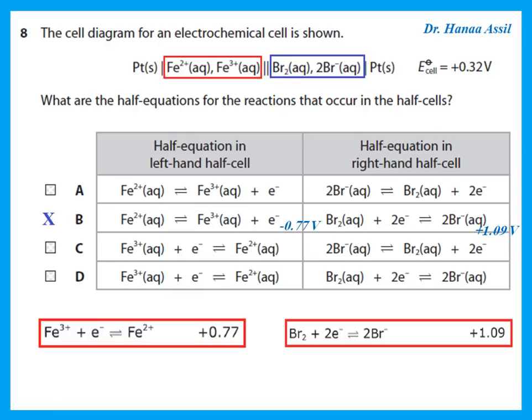D, for example, gives you two. Both of them are reduction. You can't. One of them has to be oxidation. The other has to be reduction. And if you look at C, C is the wrong way around. We don't have 2Br minus going to Br2. We have the other way around. Okay, so the answer for that would be B.